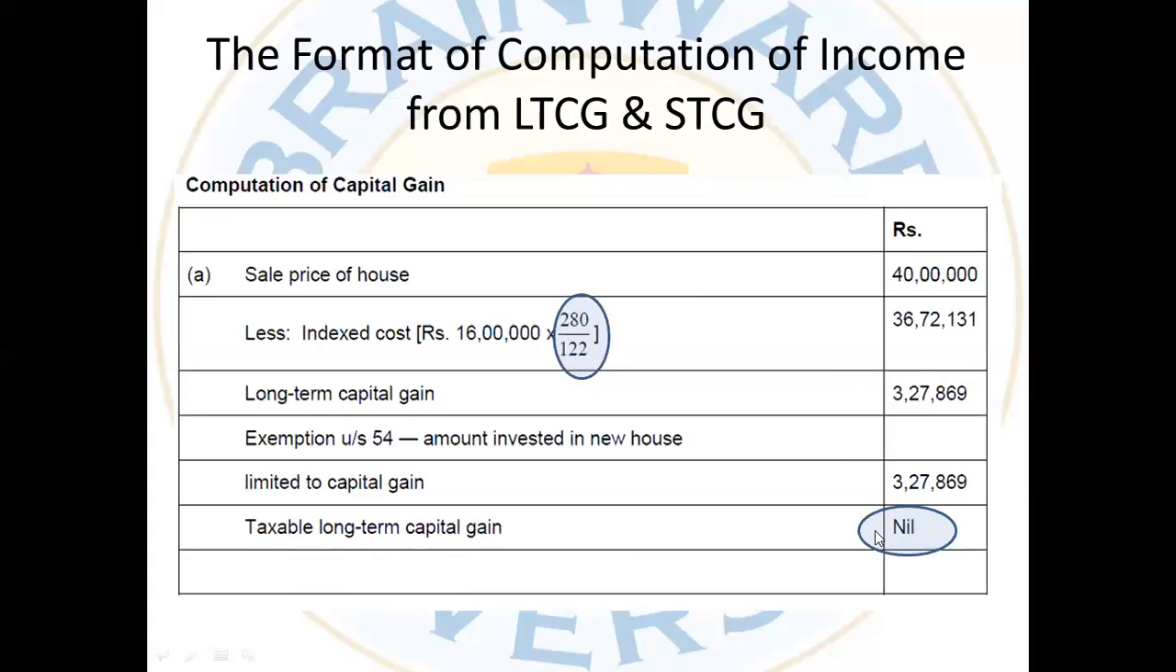Now, somebody may ask: if this amount is greater than this one, then what will happen? That is not possible, because under Section 54 it is clearly mentioned that the long-term capital gain, meaning the capital gain which you have incurred so far, will be the maximum limit. So the taxable long-term capital gain can be nil, but it can't be negative. Okay, so this is a solution, but a very small solution for calculating the long-term capital gain.